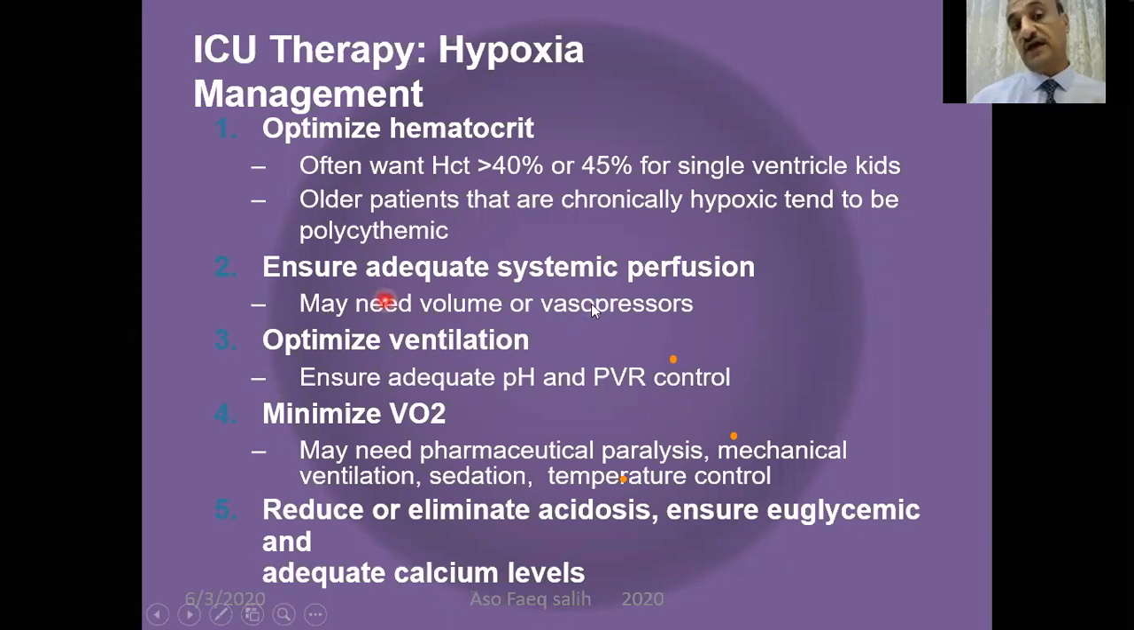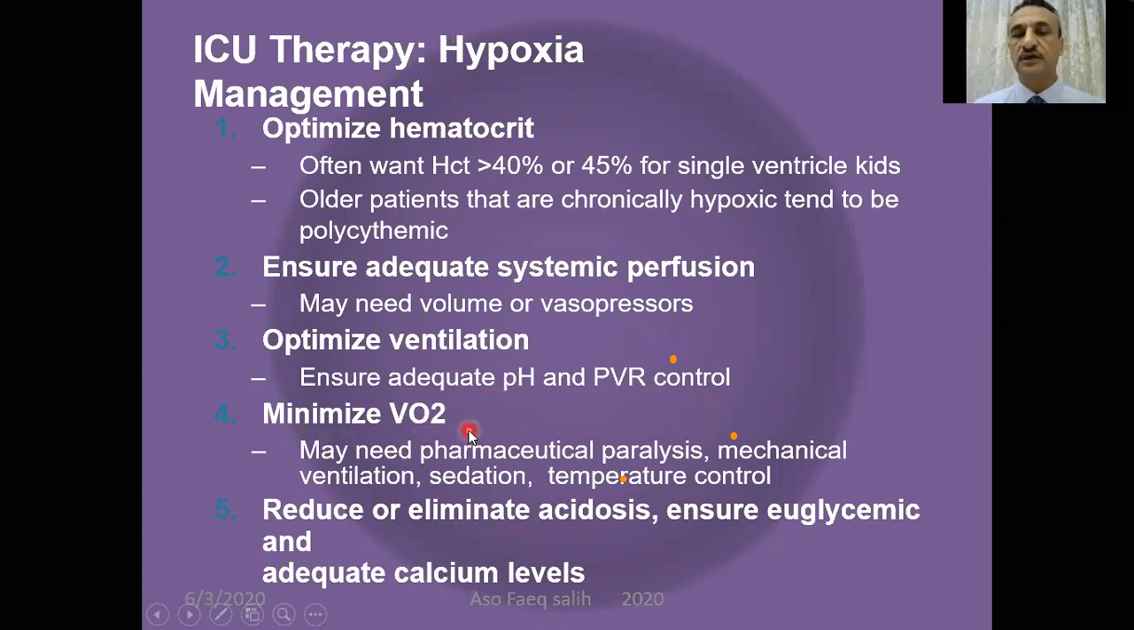And you support the circulation by volume and inotropes like dopamine, dobutamine, milrinone, norepinephrine, etc. You need to bring the systemic circulation from high pressure to normal pressure. Then optimize your ventilation with adequate pH and pulmonary vascular resistance control, because if you give some kind of pulmonary vasodilator, you may help your patient. And minimize VO2.